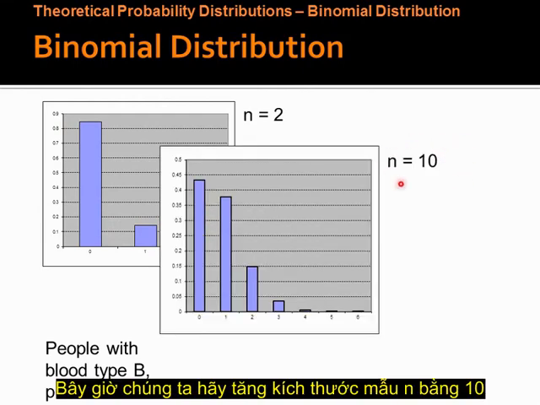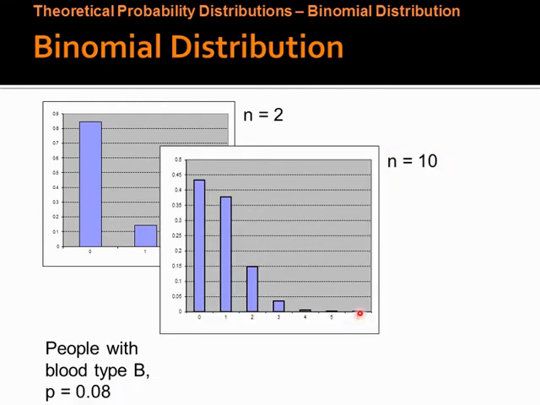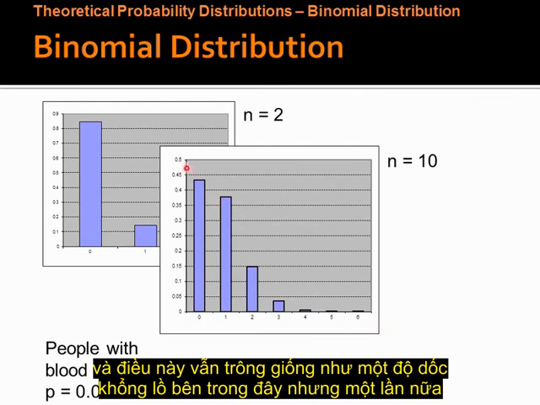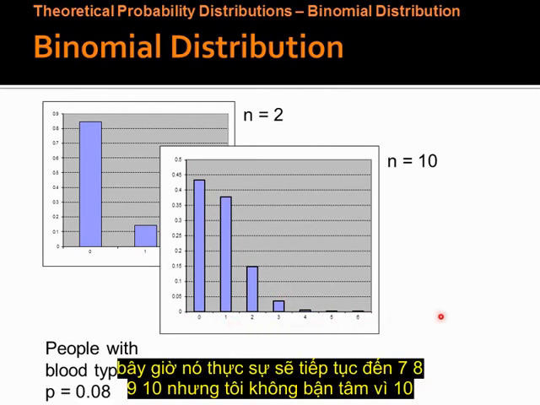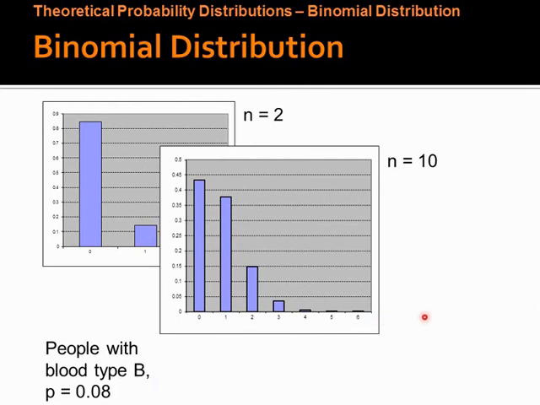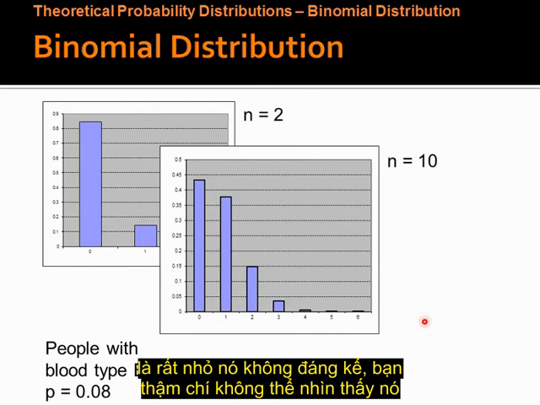Now let's increase the sample size, n equals 10, and it still looks somewhat like a gigantic slope inside here, but once again I could calculate all the outcomes here, 0, 1, 2, 3, 4, 5, 6. Now it would actually continue on to 7, 8, 9, 10, but I didn't bother because 10 is tiny, it's negligible, you can't even see it.